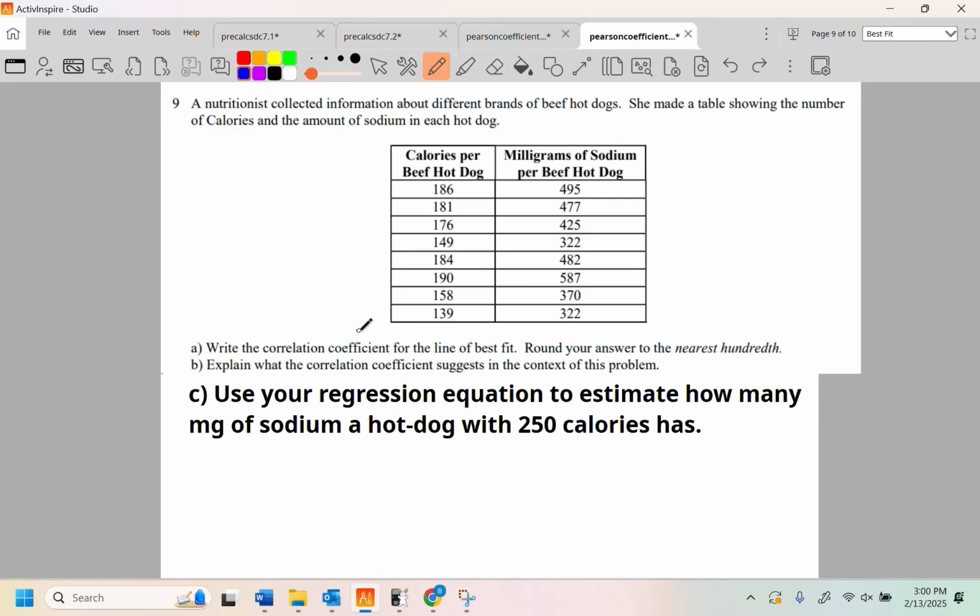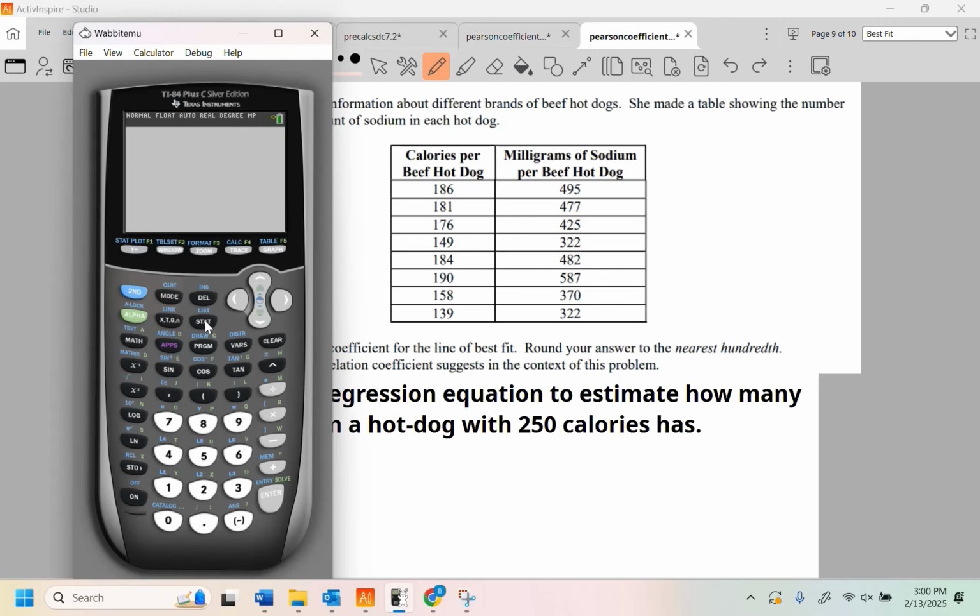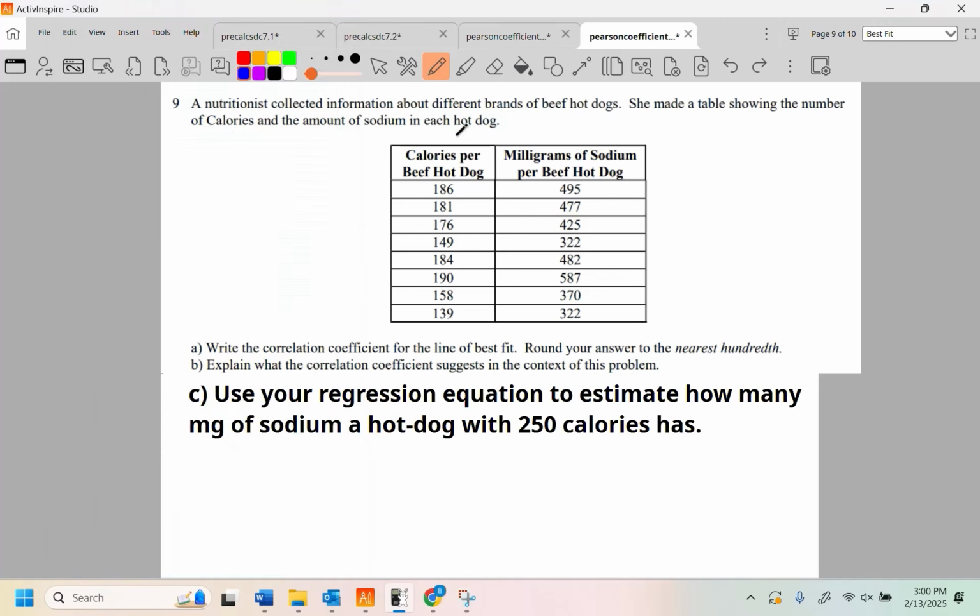there's a whole bunch of stuff. First off, come up with it. So off to stat, scroll to edit, start putting stuff in. This is going to be X, this is going to be Y. All right.